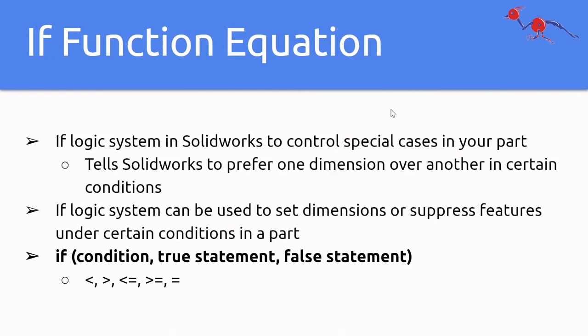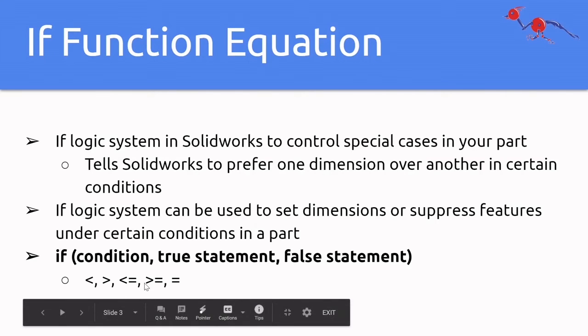One of the special functions SolidWorks provides is the if statement, which tells SolidWorks to prioritize one dimension over another in certain cases or suppress a certain feature. The if function listed here takes 3 parameters. The first is a condition that must evaluate to either true or false using one of the equality operators listed here.